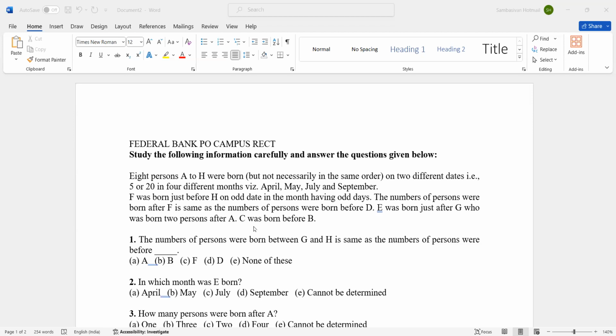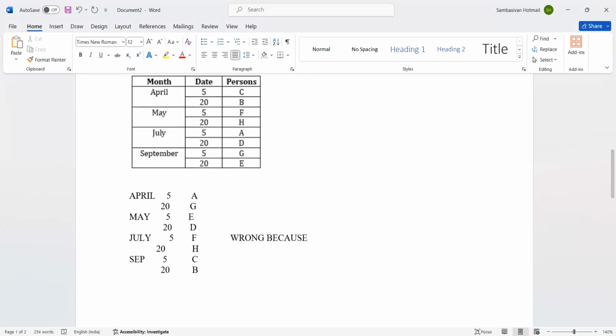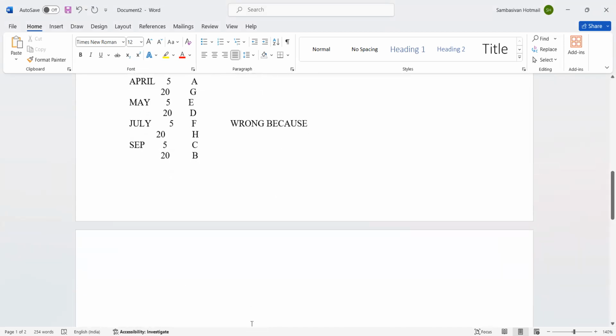So actually, we have to draw the details. The month of April, 5th and 20th; May, 5th and 20th; July, 5th and 20th; September, 5th and 20th. Once you do it like that, you will get a picture like this, where all the other conditions will be satisfied.